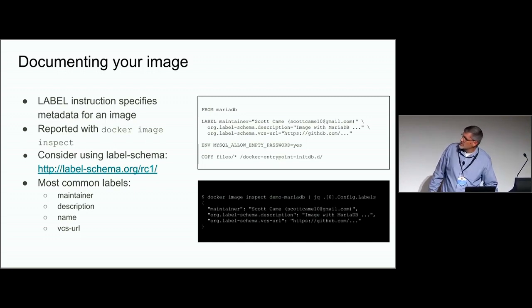And the community is sort of converging on using Label Schema as the sort of canonical reference for metadata for container images. It defines a common vocabulary so that when we put these things in our Dockerfiles, everybody knows what the things mean. So I would encourage you to use those attributes when you can.